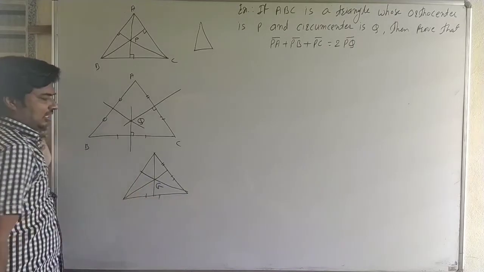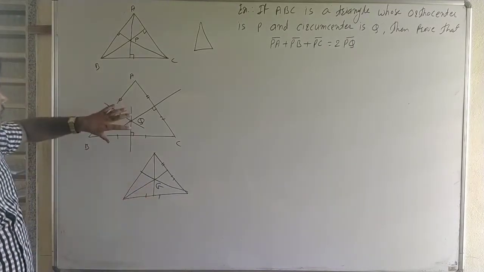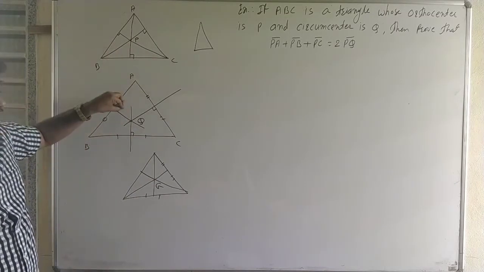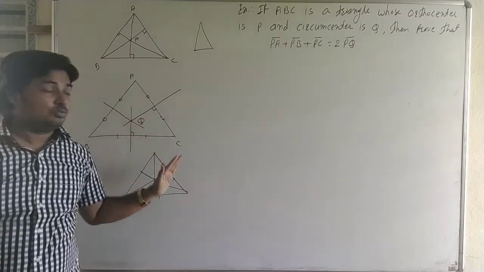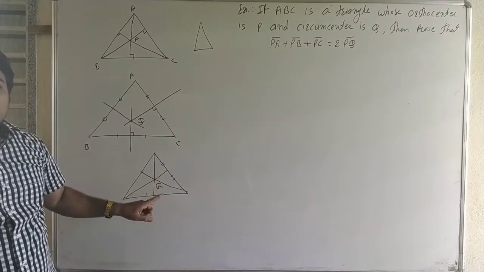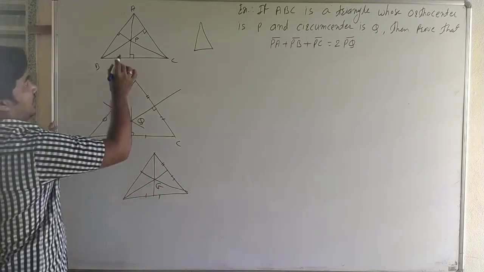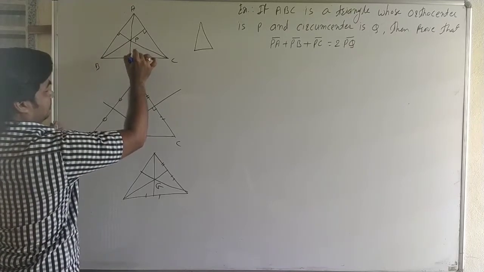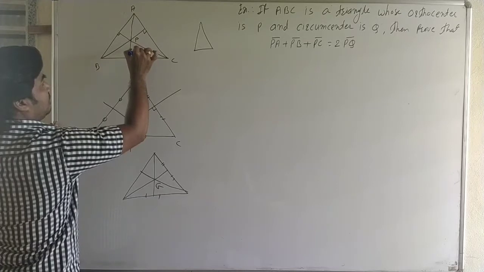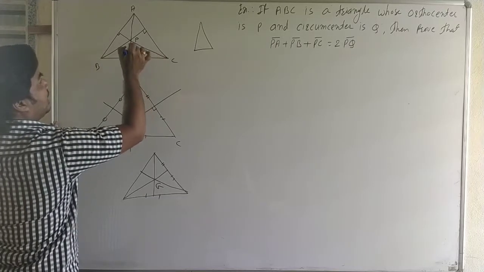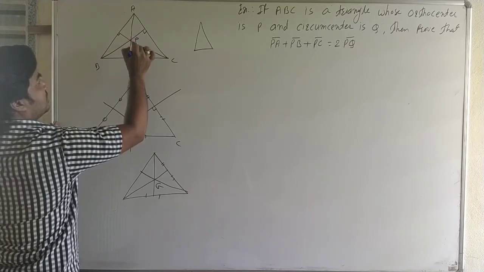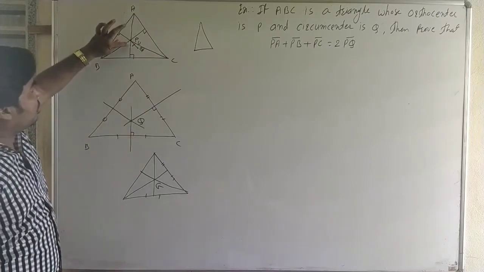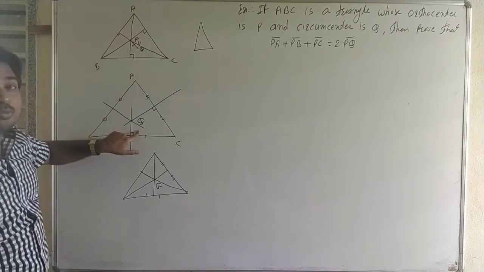Okay, it is called G, that is the centroid. Centroid, orthocenter and circumcenter of any triangle. Suppose it is the orthocenter, then perpendicular bisectors are drawn here. Suppose the orthocenter is P, and here we get Q, and here we get R. So it is G. In a triangle, P is the orthocenter, G is the centroid, and Q is the circumcenter of the triangle.